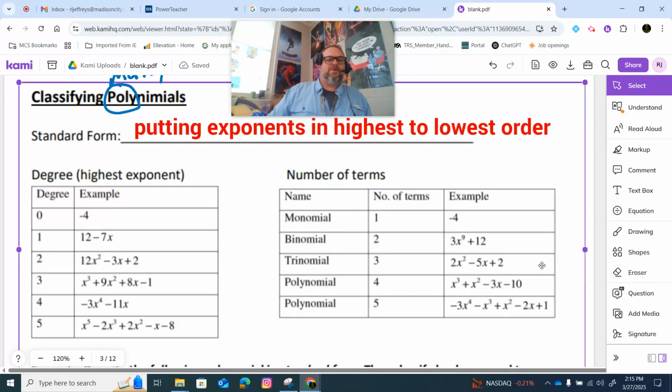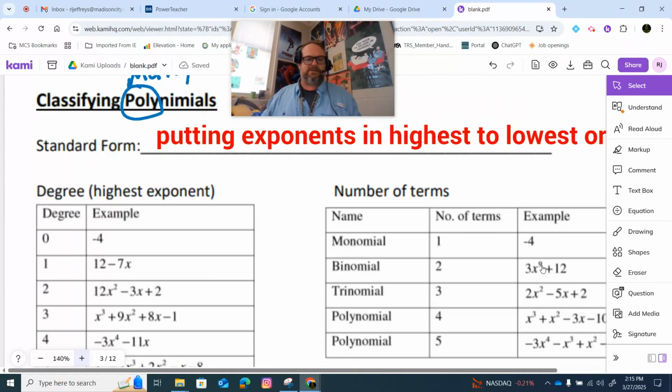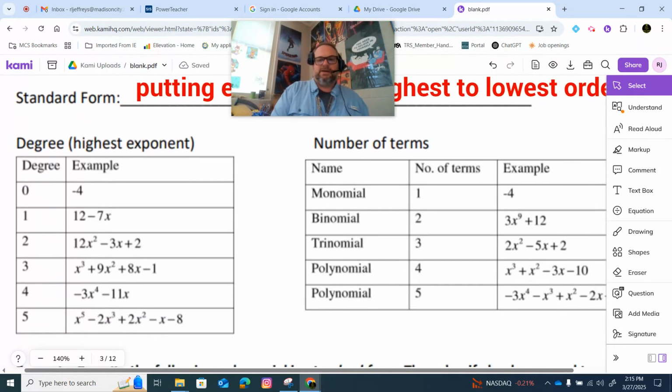Now, we have a degree. This is all I'm going to ask. Degree, like 0, 1, 2, 3, 4, 5. And it's the highest exponent. Okay? I have simplified this as much as possible. I've made this as simplistic as possible. All right?